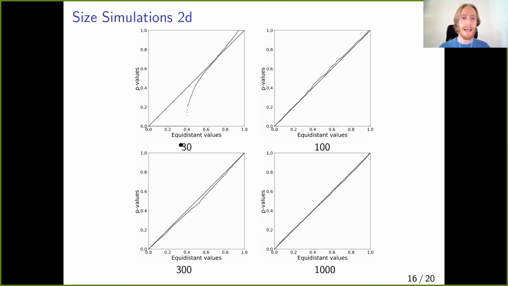We see here n equal to 30 is not sufficient, right? The p-values are underestimated, especially the low ones, so that's bad. But for n equal to 100 or higher, we get nice results. And as I explained, our test size guarantees are only asymptotic. So small sample size will always be a problem for asymptotic quantiles. There's just no way out of this.